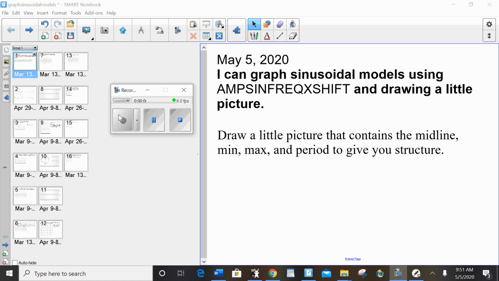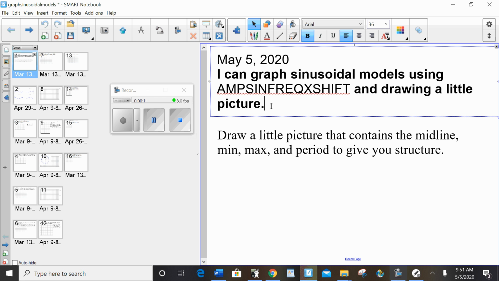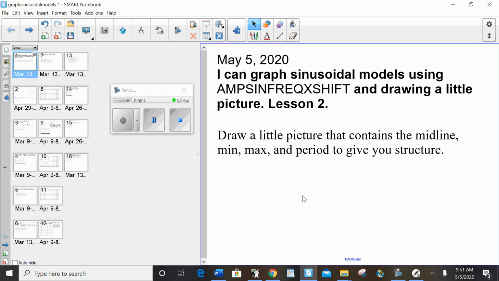This is day 3, lesson 2 of I can graph sinusoidal models using amp, sine, freq, x shift, and drawing a little picture. So we're going to say lesson 2. I gave you 2 days to work on the first part. And basically, it's the same thing that we've been doing: amp, sine, freq, x shift. And it's very helpful to draw a little picture which will contain the midline, min, max on the y-axis, and the period on your x-axis to give you structure.